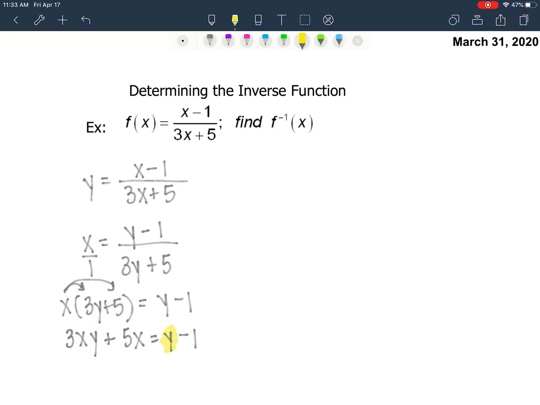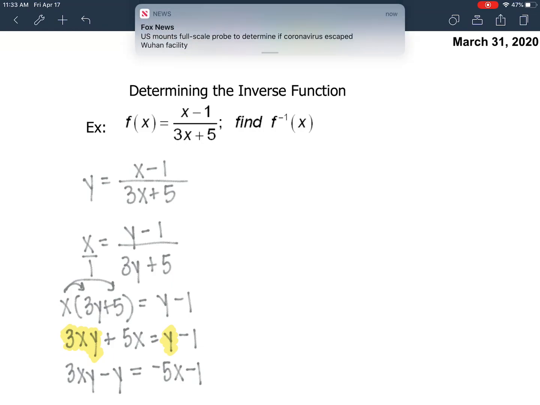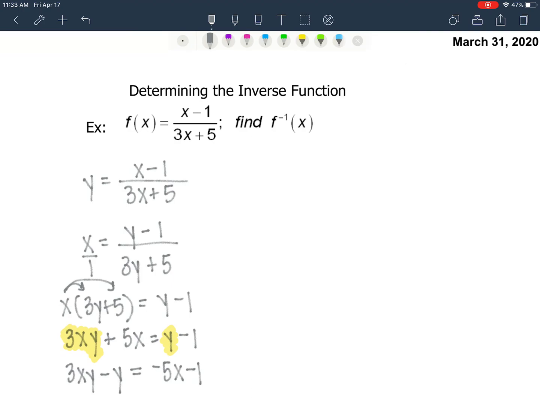Now remember that I want to solve for y. So I need to collect the terms that have a y. All the terms that have a y, I need to collect on one side of the equation. So I'm going to subtract y from both sides, and I'm going to subtract 5x from both sides. So I'm going to get the y's on one side, so I need to bring that y over, and I need to bring this 5x over to the other side.